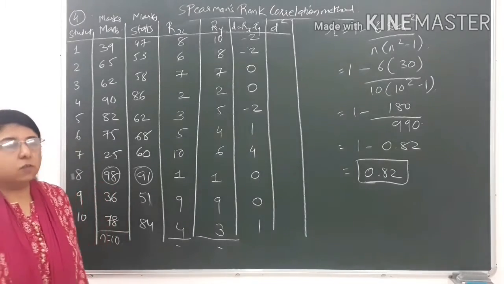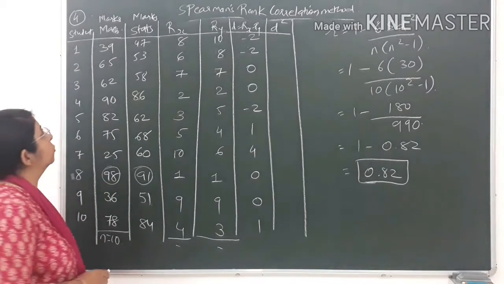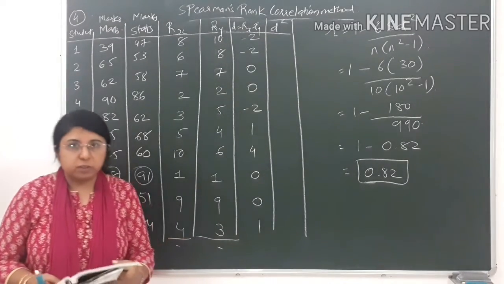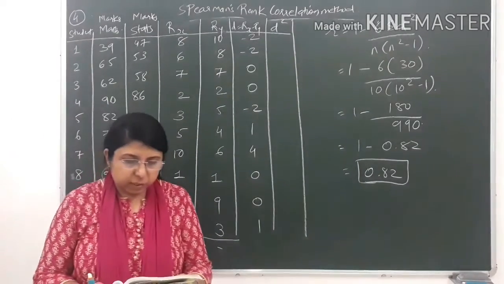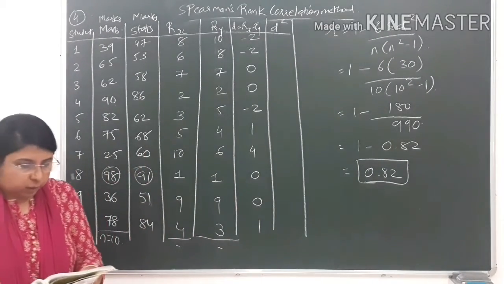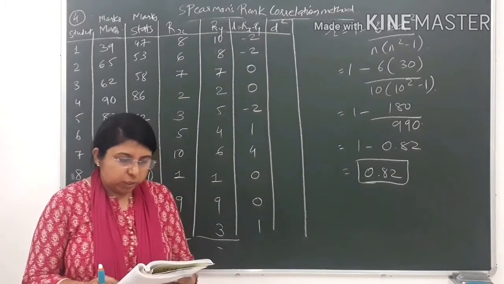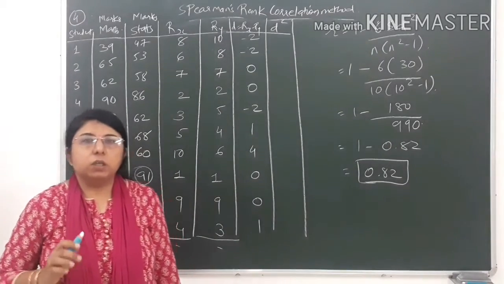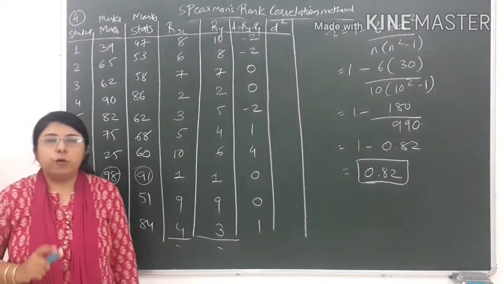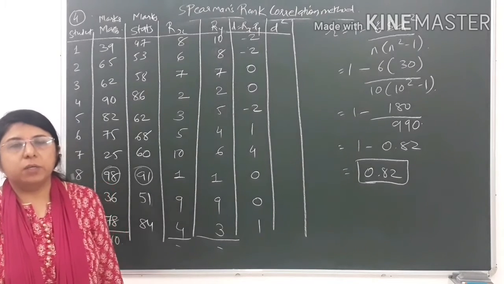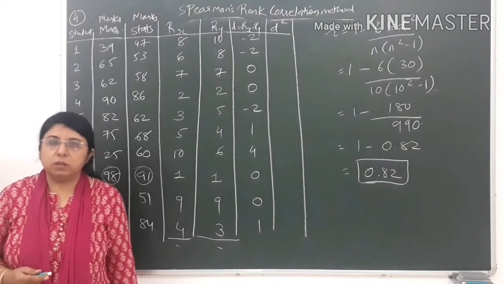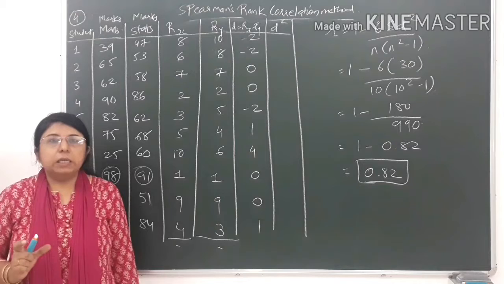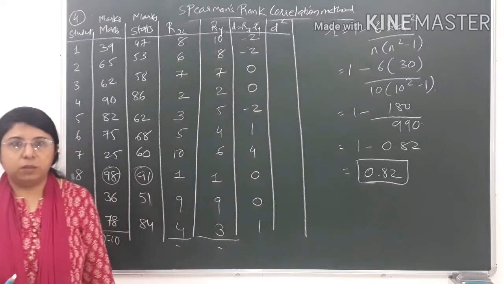Moving on to the practical solution of the fourth question of your textbook, in which the marks of two different subjects, mathematics and statistics, are given to you. Find the correlation coefficient between the ability of students in mathematics and statistics. In the exam also, the question will clearly mention to find the correlation coefficient by Karl Pearson's method or by Spearman's rank correlation method. So no need for doubt or confusion about which method to apply; it will be clearly mentioned in the question.